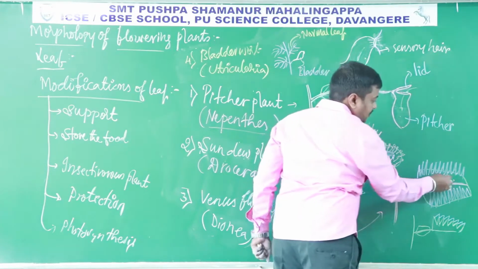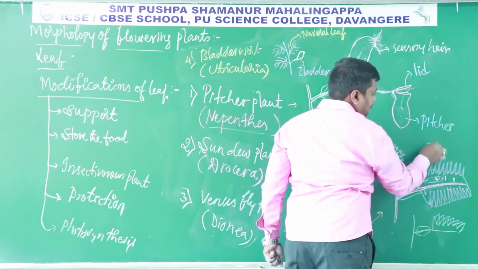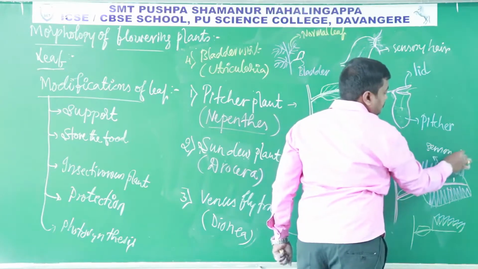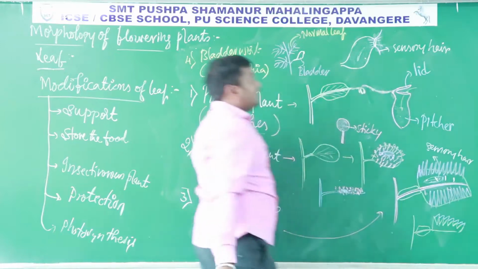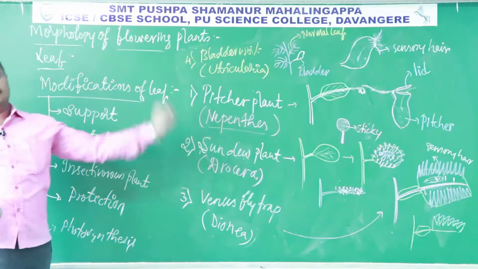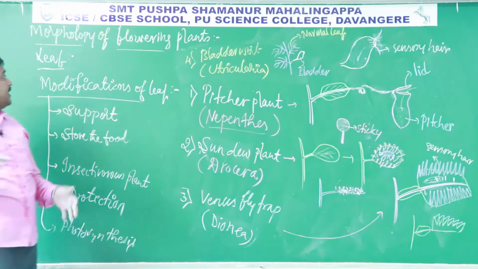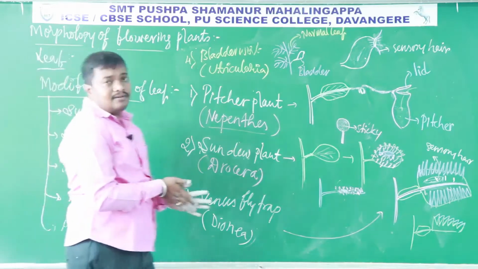So here also a few sensory hairs were there. So these are sensory hairs. They are very sensitive. As soon as they are touched, it pulls the insect in. It sucks it and digests it. Okay, so this is about the modifications of leaf to trap the insect.